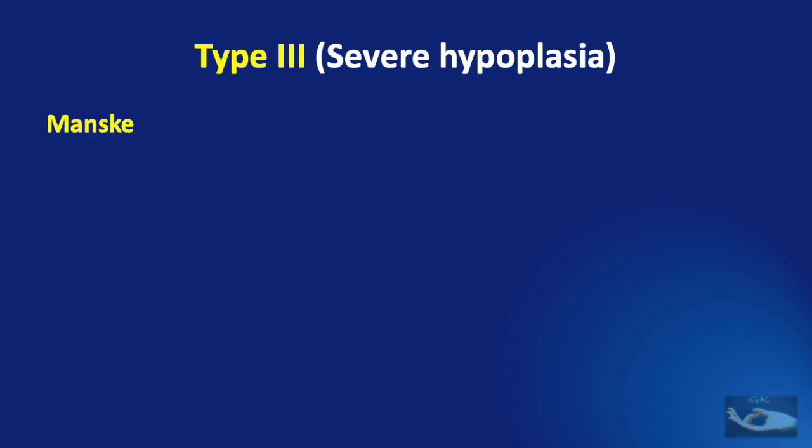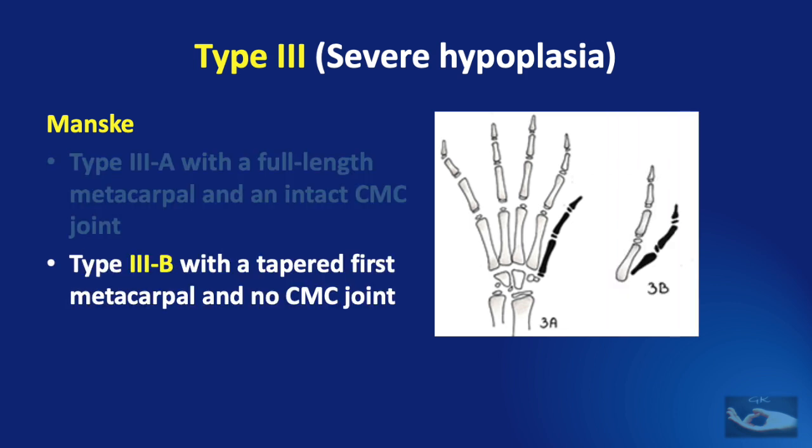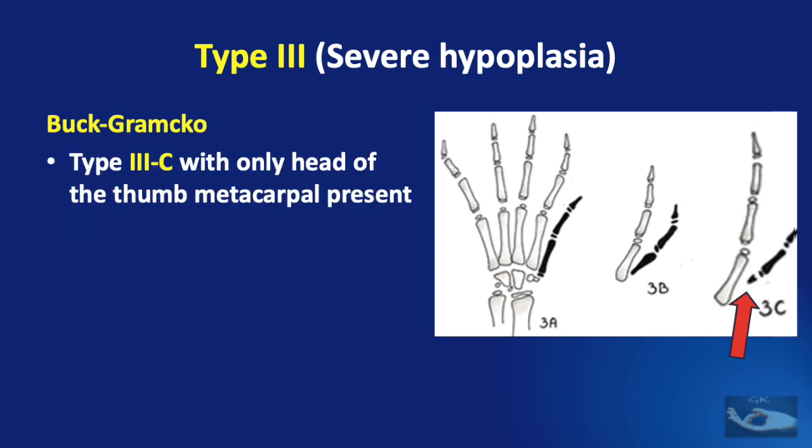So because of the extreme amount of anatomic variations within this group in the metacarpals particularly, Manske and colleagues subdivided this group into type 3A, which had a full-length metacarpal and an intact carpometacarpal joint, and type 3B with a tapered first metacarpal and no carpometacarpal joint. Buck-Gramcko included an additional variation which is called the type 3C thumb, which possesses only the head of the metacarpal.